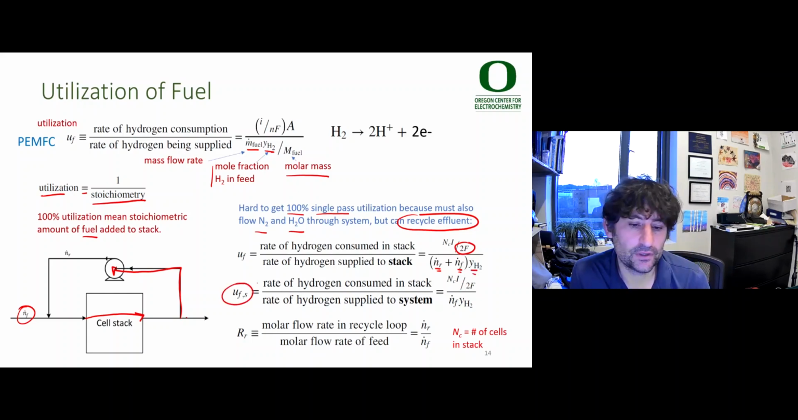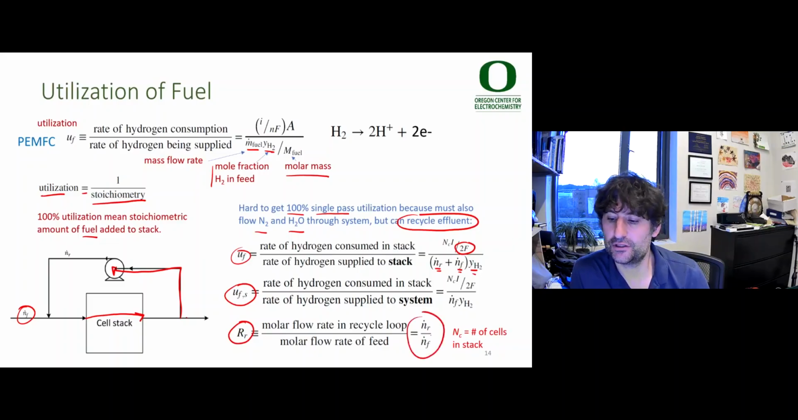in the feed. We can also write a utilization of hydrogen for the system instead of for the stack. And we can also define a recycling coefficient, which is just the molar flow rate in the recycle loop over the molar flow rate in the feed, given here by this ratio. Remember, N_c is the number of cells in the stack.